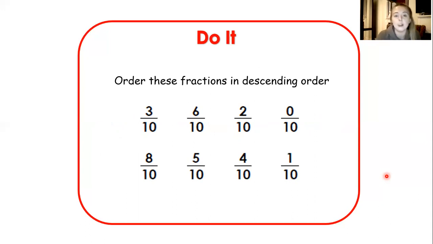Okay, I want you to have another go, just like the last do it, ordering these fractions in descending order. Ascending or descending? It's descending order. It goes down. Okay, so it starts with the largest fraction and it goes along to the smallest fraction. Largest to smallest. So have a go at this, starting with the largest fraction.